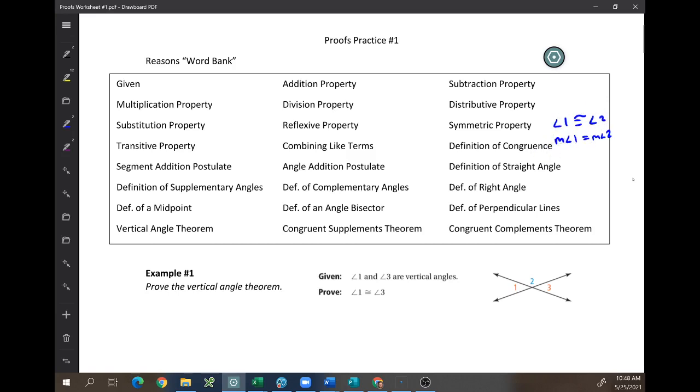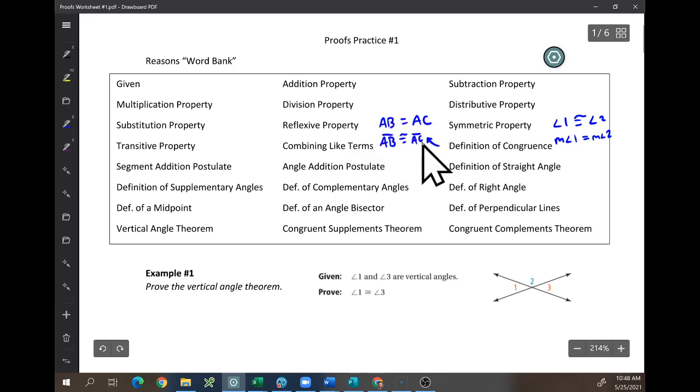It also works for segments. So if I had like segment AB is equal to segment AC, right, then I could say that AB is congruent to AC. Right, so like the length, this is saying the length of AB is equal to the length of AC. Now I could say that the segment AB is congruent to the segment AC. So that's the definition of congruent.